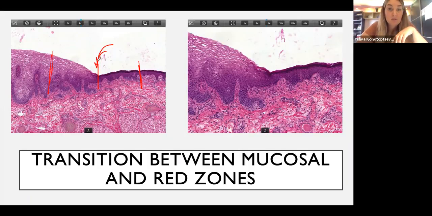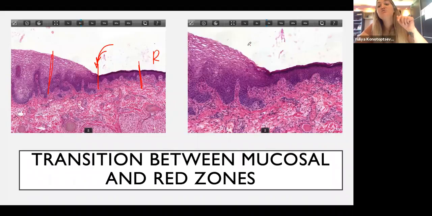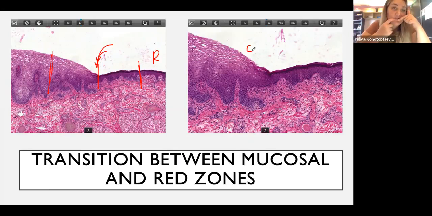Where is the vermilion border? It's not here. It's between a red zone and cutaneous zone. Okay, so do not make me go back all the way here. Vermilion border is this. It's the outline of your lips, basically. Okay, so the outline of the lips, this is the vermilion border.